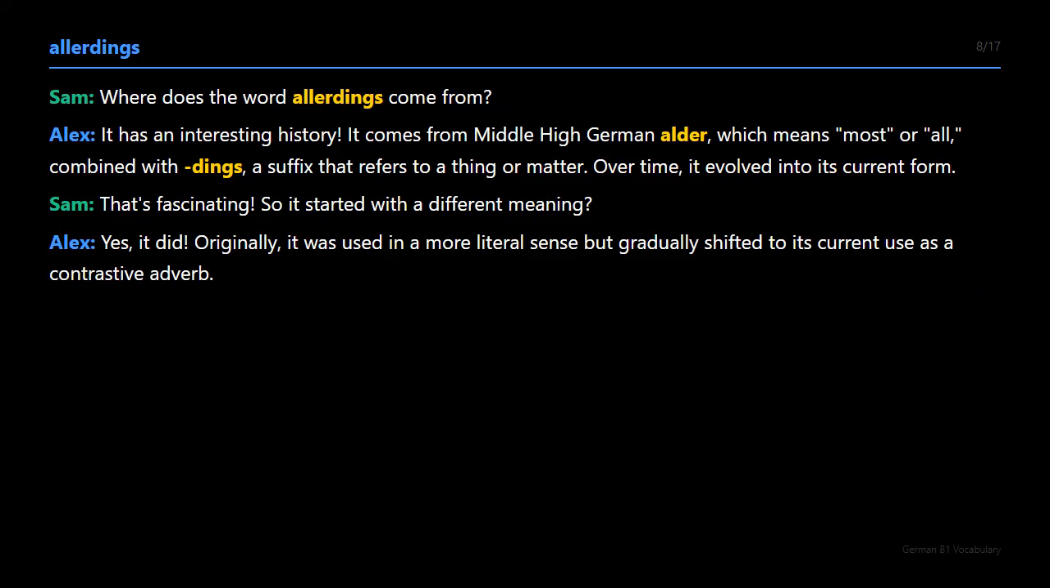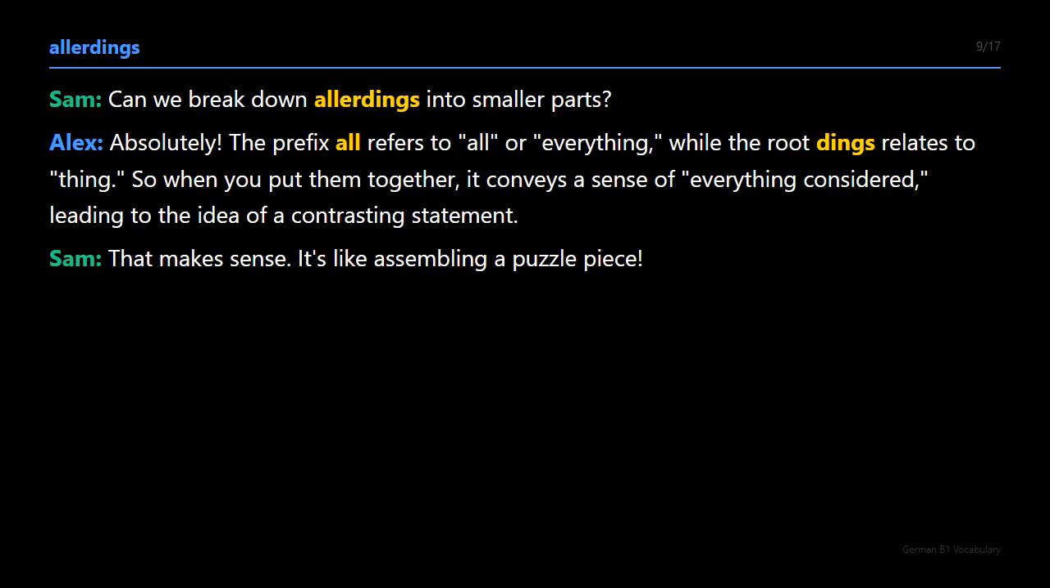Can we break down allerdings into smaller parts? Absolutely. The prefix all refers to all or everything, while the root dings relates to thing. So when you put them together, it conveys a sense of everything considered, leading to the idea of a contrasting statement. That makes sense. It's like assembling a puzzle piece.